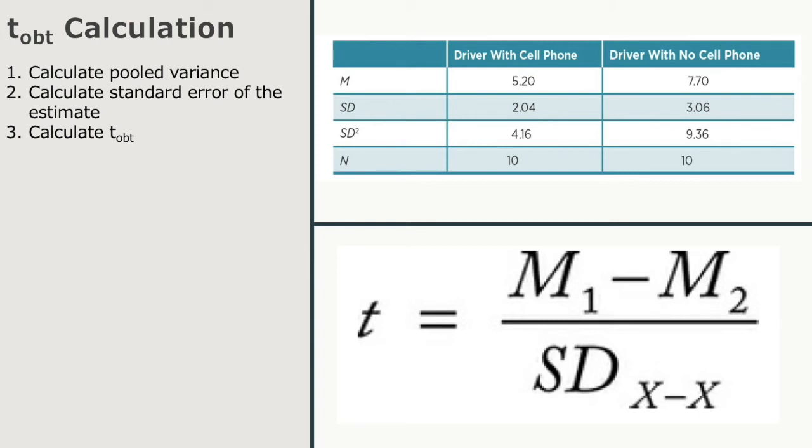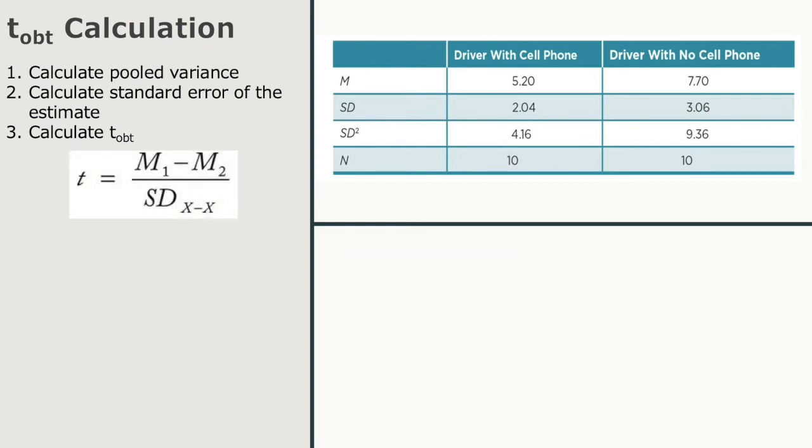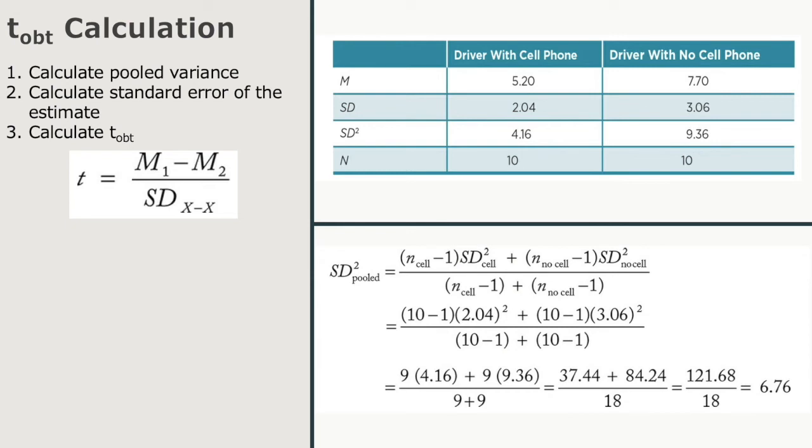So I have your formula here along with the data so we can look at it all at the same time. T obtained equals M1 minus M2 divided by the standard error of the estimate. Let me move this over. The first thing we're going to do is calculate the pooled variance. Here's the formula for pooled variance, and I've started to plug in the numbers here for you.